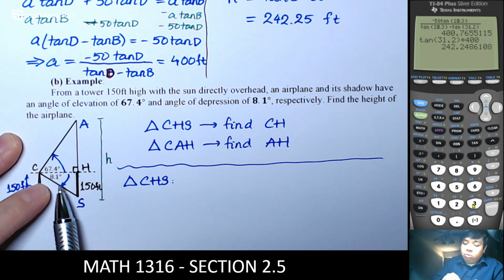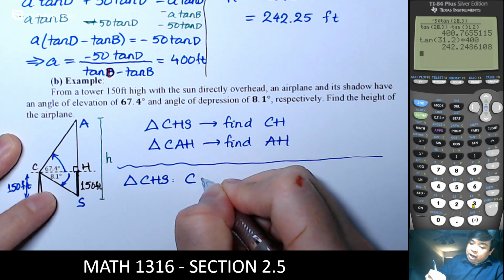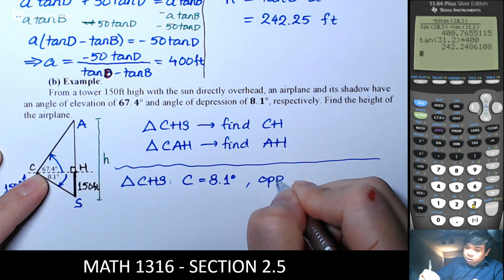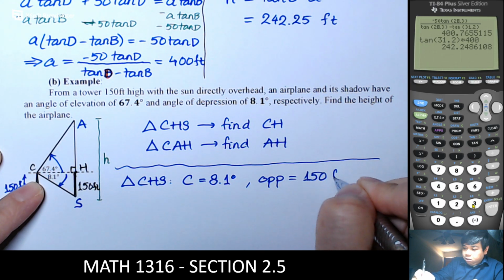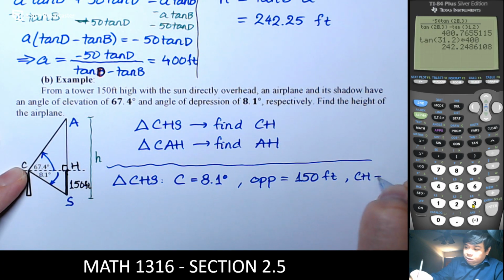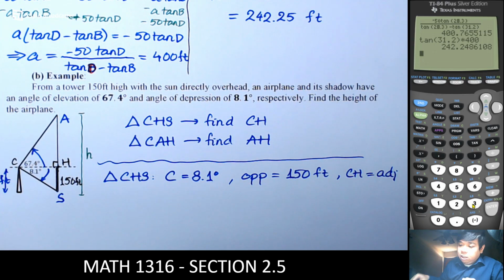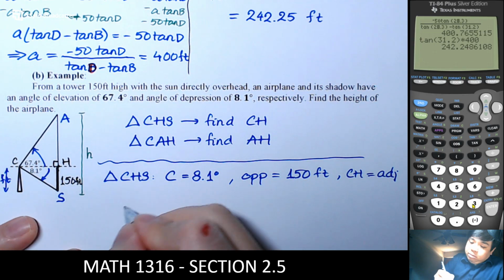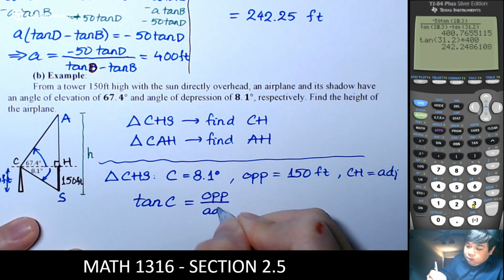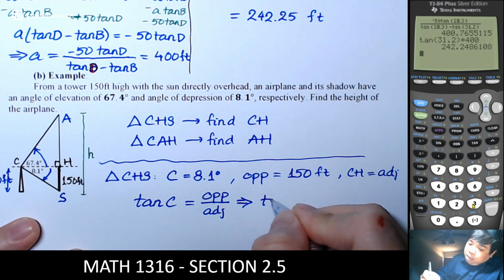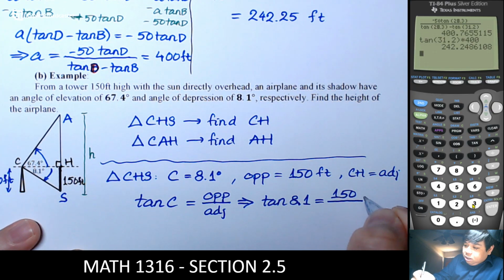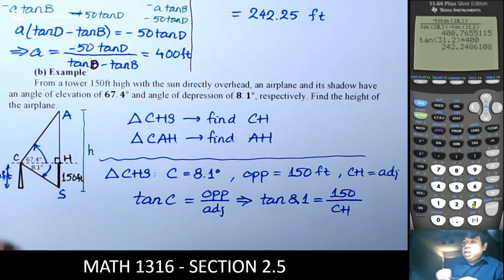We have HS, and the angle is 8.1 degrees. With respect to that angle, the opposite side is 150 feet, and CH is adjacent to that angle. So we write the ratio that has opposite and adjacent, because that is tangent. So tangent of angle C is opposite over adjacent. C is 8.1, opposite 150, adjacent CH. We solve for CH.